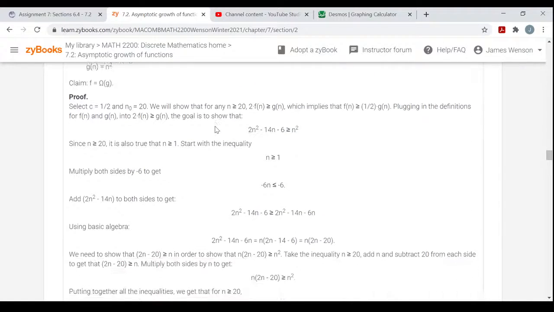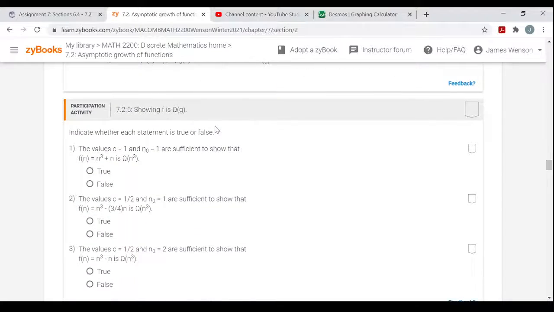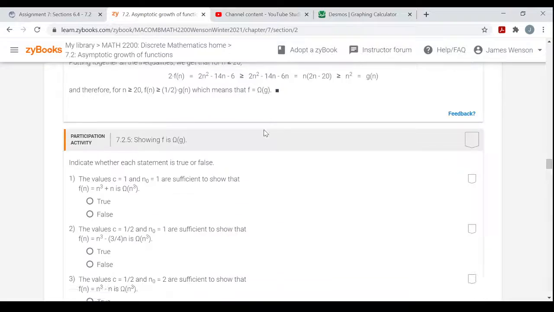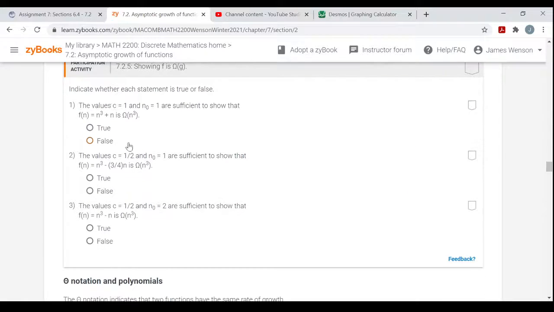All right, and then go through a couple more examples there. All right, cool. So then, based on the information they give up here in these couple proofs you're going to be reading, indicate whether each statement is true or false. The values c equals 1 and n0 equals 1 are sufficient to show that f equals n cubed plus n is omega of n cubed, right? So this is saying that 1 times n cubed is going to be smaller than f after n equals 1. From n equals 1 onward it is going to be less than or equal to f.